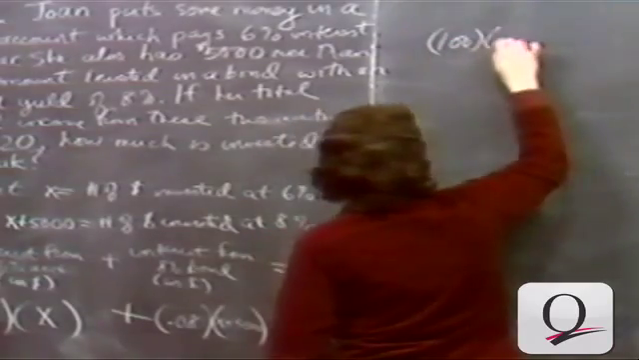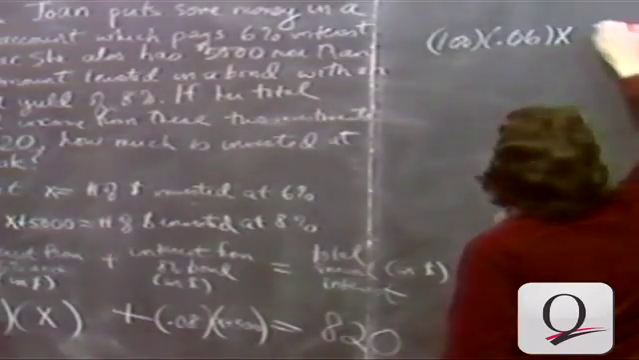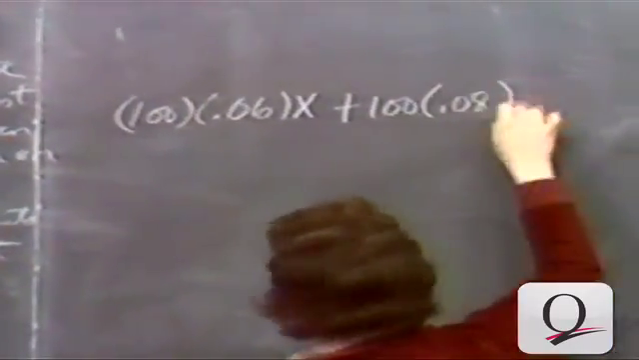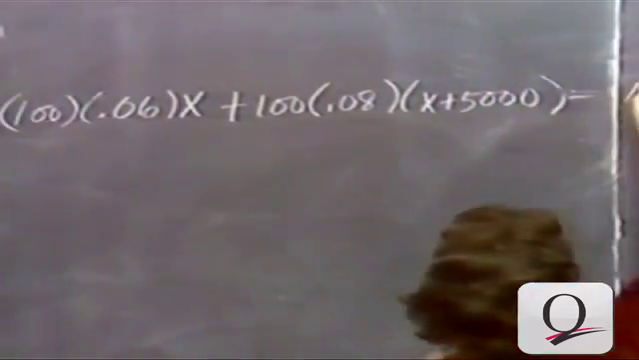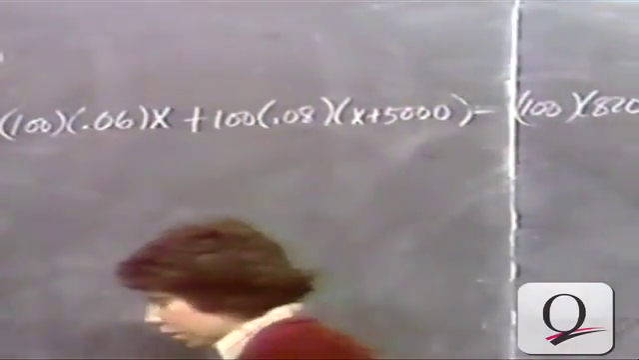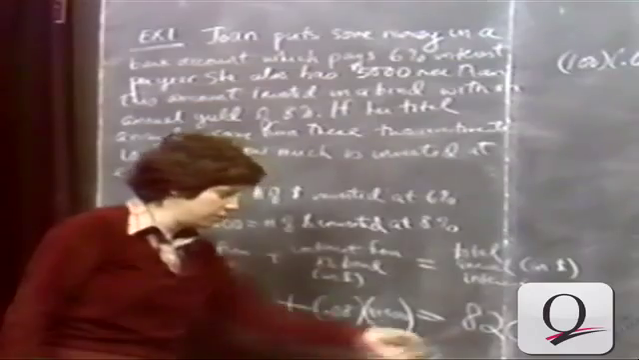100 times 0.06x plus 100 times 0.08 times x plus 5,000 equals 100 times 820. We multiplied both sides of the equation by 100. Every term in the equation has to be multiplied. We have to multiply this term by 100 and also this term by 100 and the right-hand side by 100.